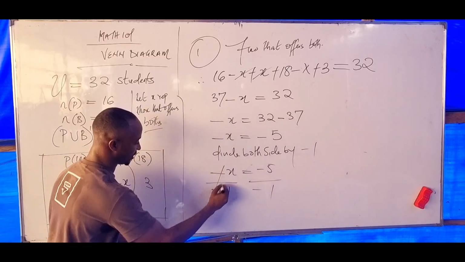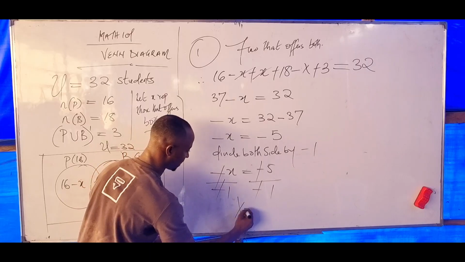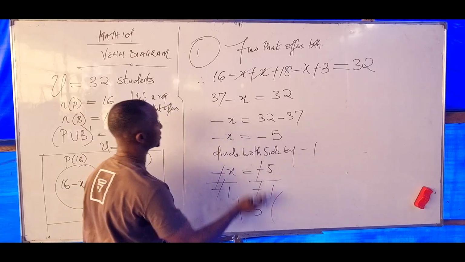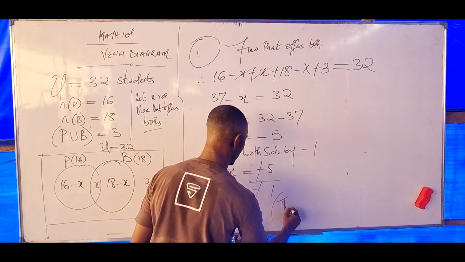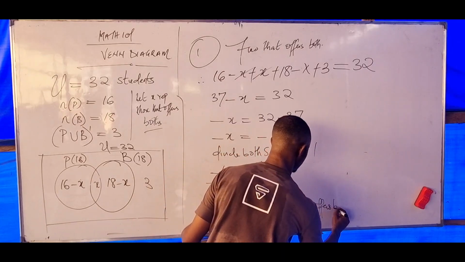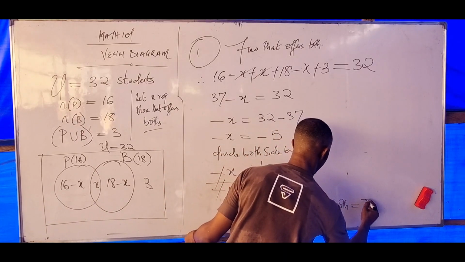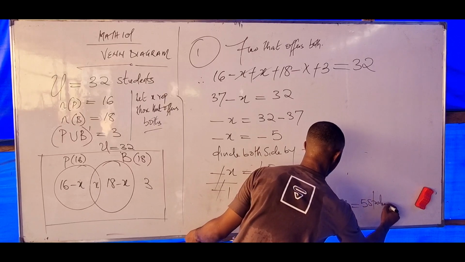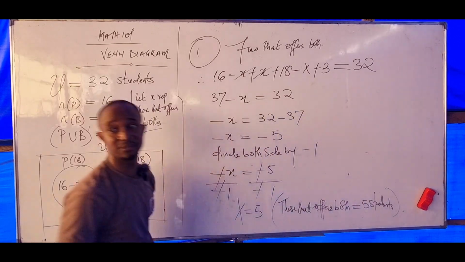Can this go with this? So x is 5. That means those that offer both are 5. Please write: those that offer both equal 5 students. Put this down.